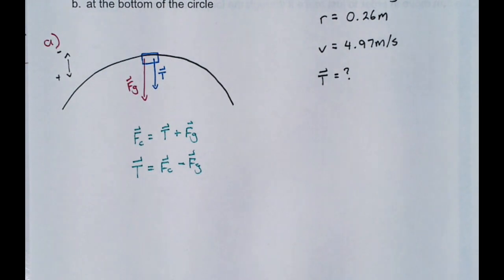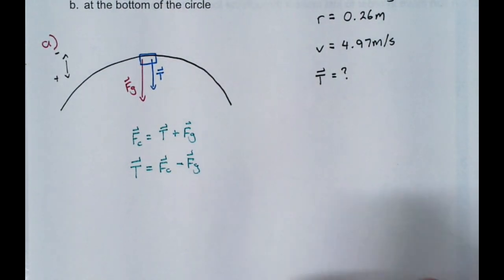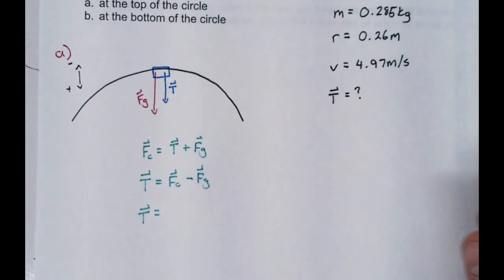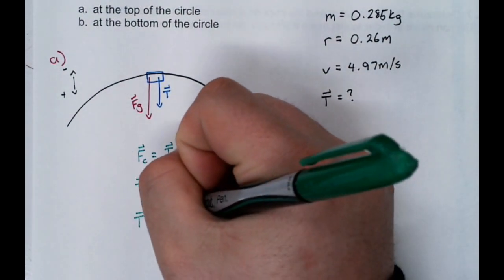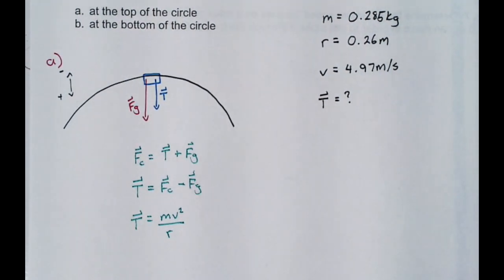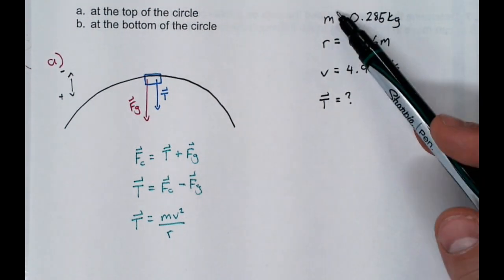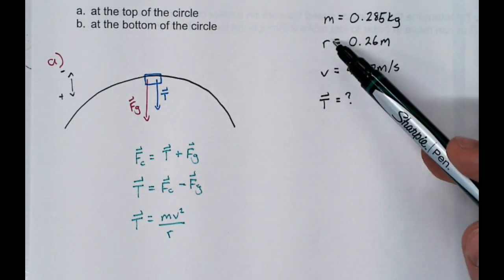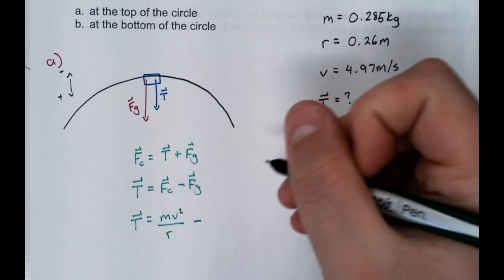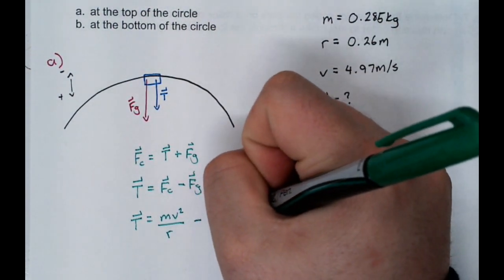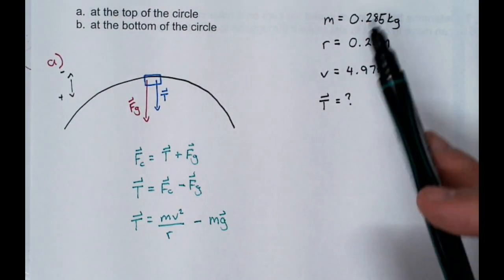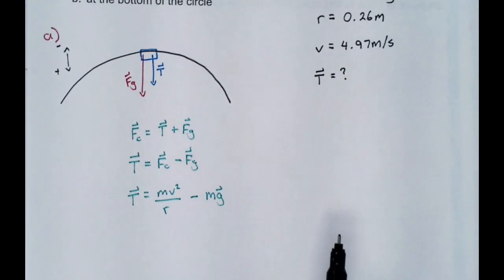Now, let's plug in our formulas for these two forces. So tension is equal to our centripetal force, which is mv squared over r. The reason I chose to use that formula is because we're given m, we're given v, and we're given r. This is going to be minus our force due to gravity, which is mass times the acceleration due to gravity, which again, we have mass, and acceleration due to gravity is going to be constant.